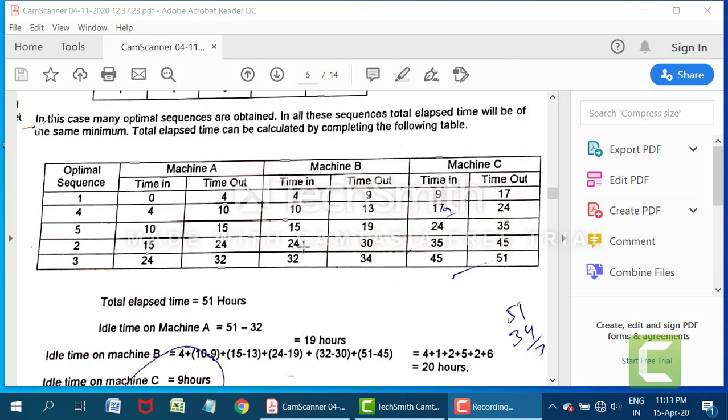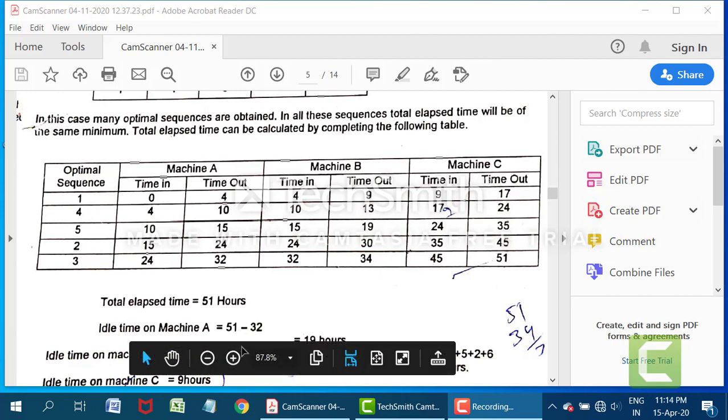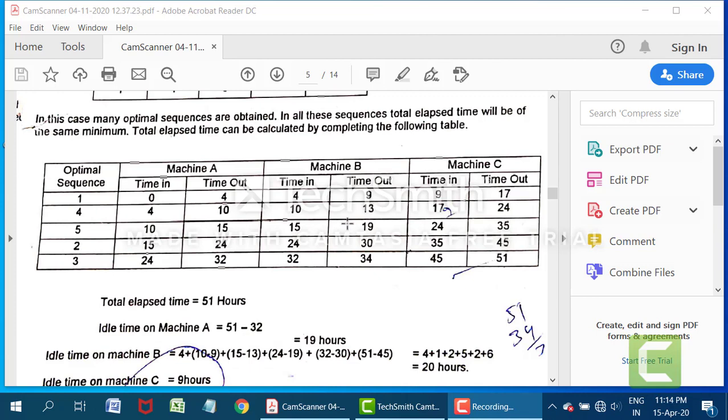Then 19, 24: 5 minutes it was idle. And 30, 32: here 2 minutes was idle. Thereafter, after clock time 34, it was also idle. So you must sum up all these values. Here 4, then 10 minus 9 is 1, 15 minus 13 is 2, 24 minus 19 is 5, 32 minus 30 is 2, plus from clock time 34 to clock time 51.